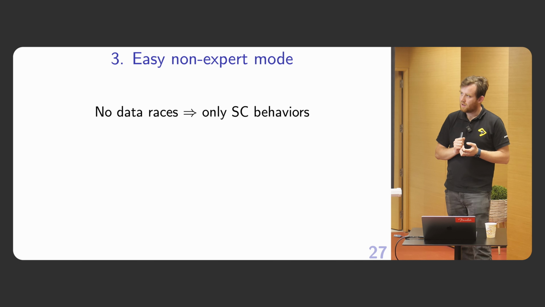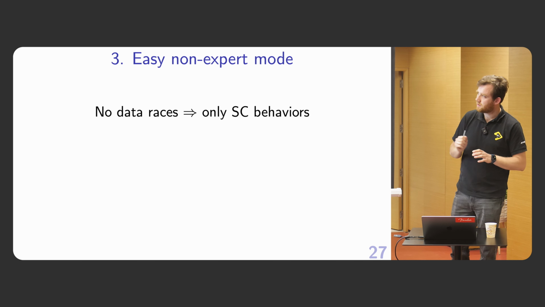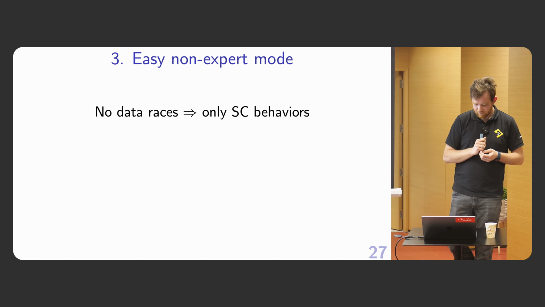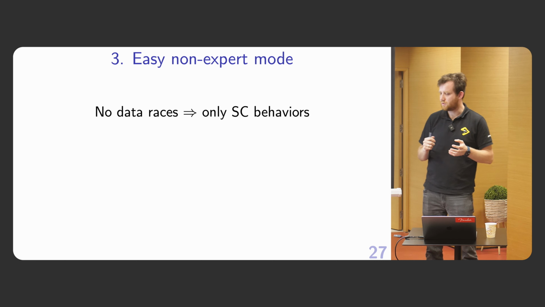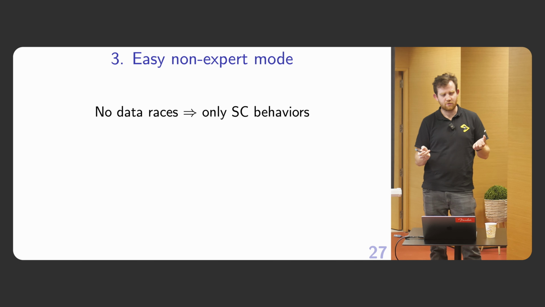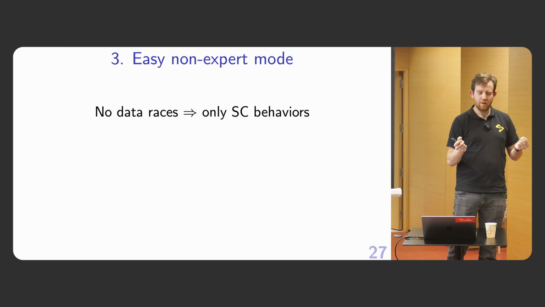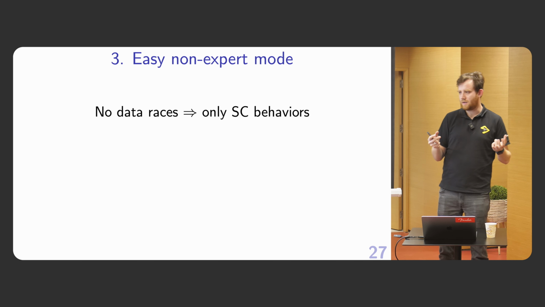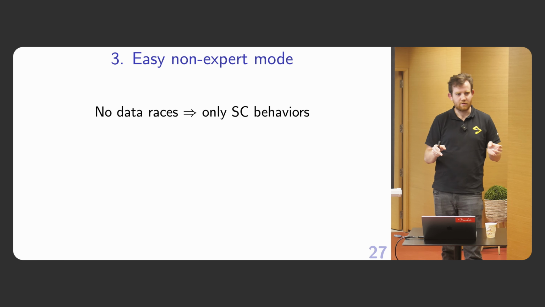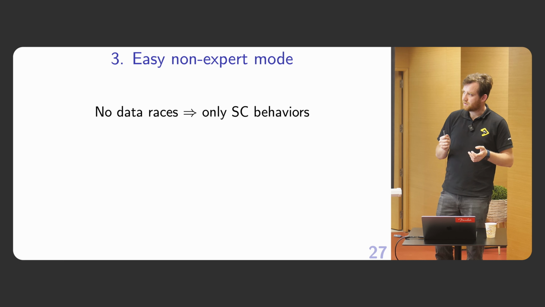Yes, let's try to define it a bit more precisely. A data race for me is a situation where you have two accesses to the same memory location. One of the accesses is a write. The other one could be a write or a read. And these accesses could be executed simultaneously, in a sense, so concurrently, in different contexts.